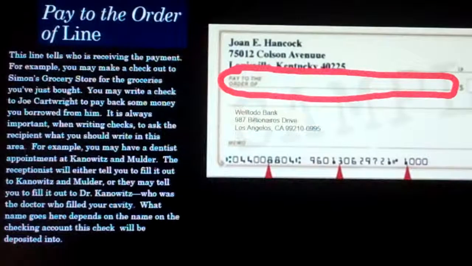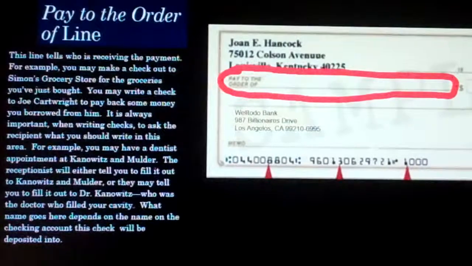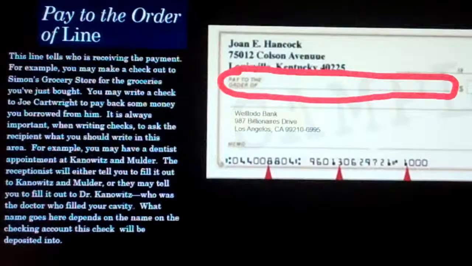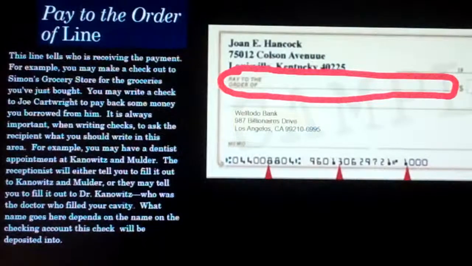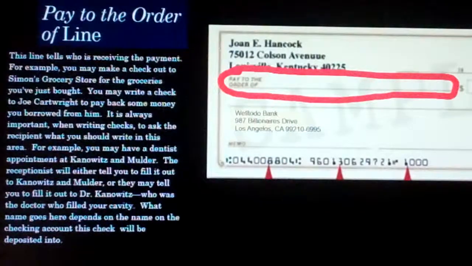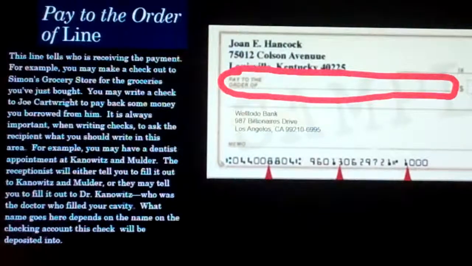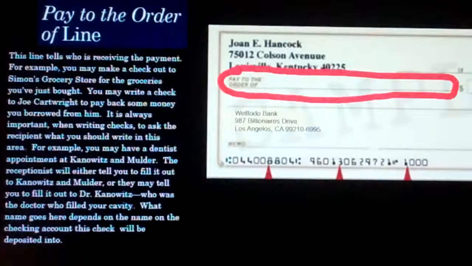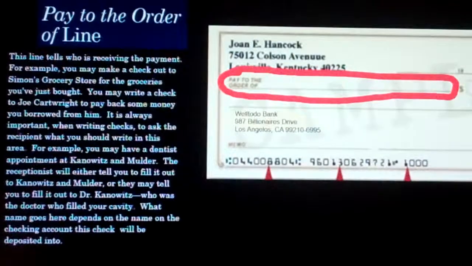Pay to the order line. This line tells who is receiving the payment. For example, you may make a check out to Simon's grocery store for the groceries you've just bought. You may write a check to Joe Cartwright to pay back some money you borrowed from him. It is always important when writing checks to ask the recipient what you should write in this area.